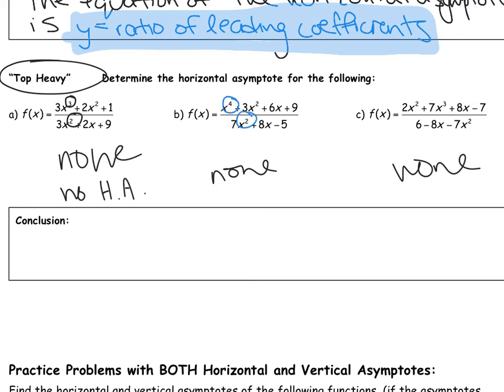For letter C, we have to rearrange our terms. So again, this is not written in the correct order. So this should have been 7x cubed plus 2x squared plus 8x minus 7. And that denominator should have been written as -7x squared minus 8x plus 6. Where again, the highest exponent in the numerator is bigger than the one in the denominator. Okay, so I'll write down our major conclusions here, then we'll actually do some practice.